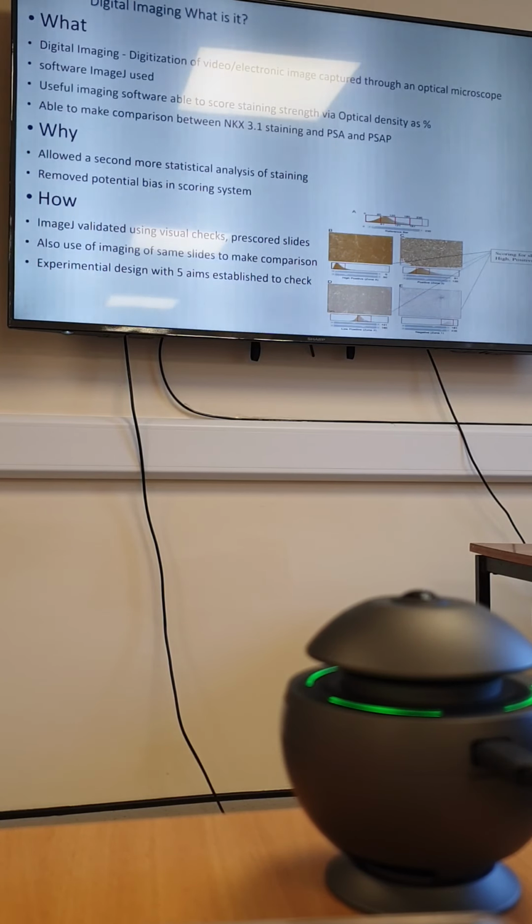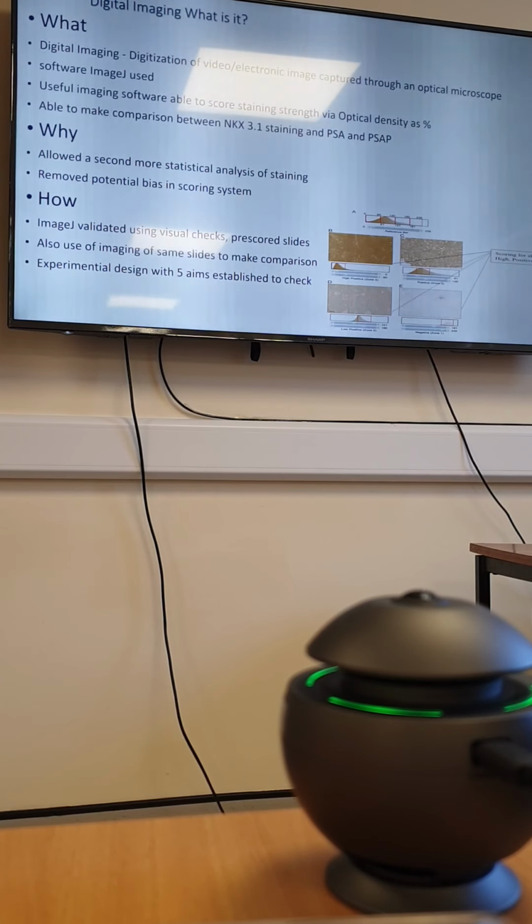So that's why I was doing that. It also removed any potential bias. For example, I could just say, I want this to be very, very strong. Nah, I don't like you, you failed suddenly and you're now NKX. So I couldn't do that. That was to remove any potential bias from myself and from Roddy, who assisted me in the project as well.